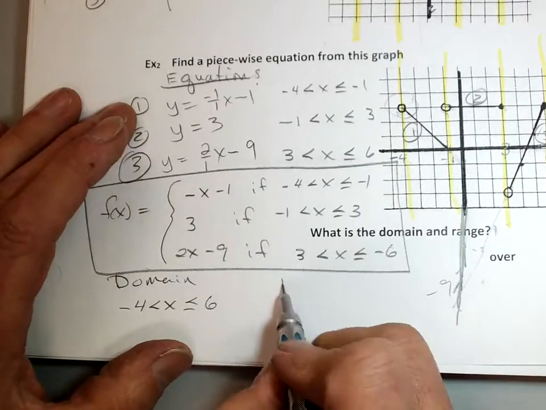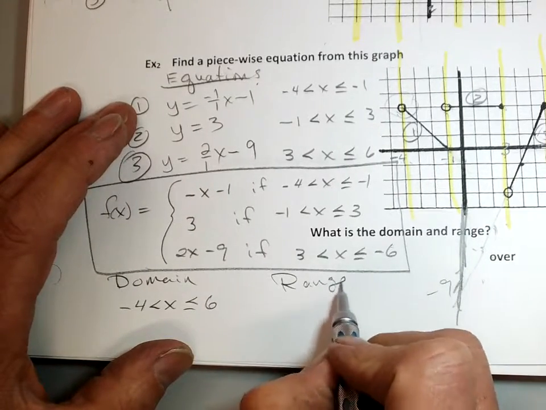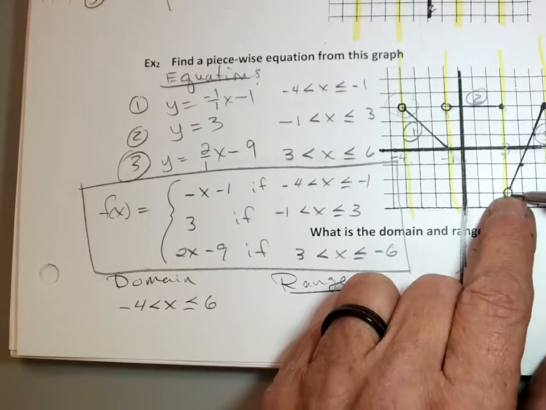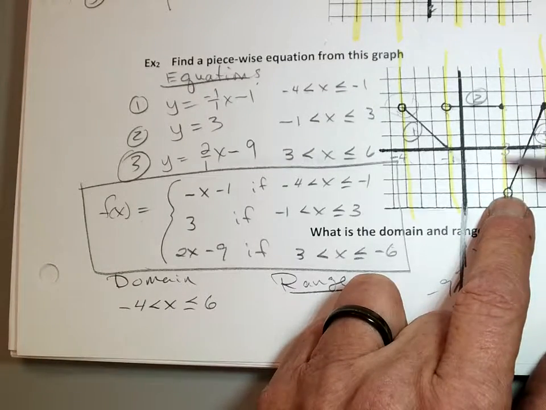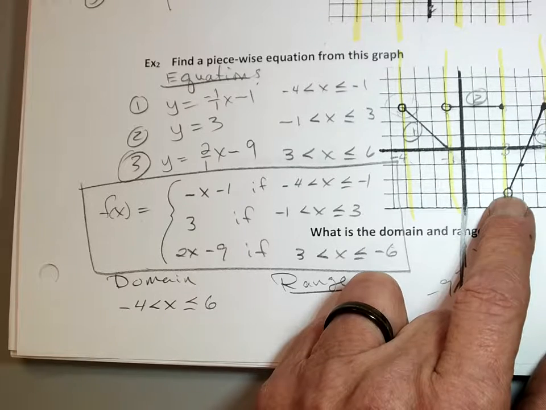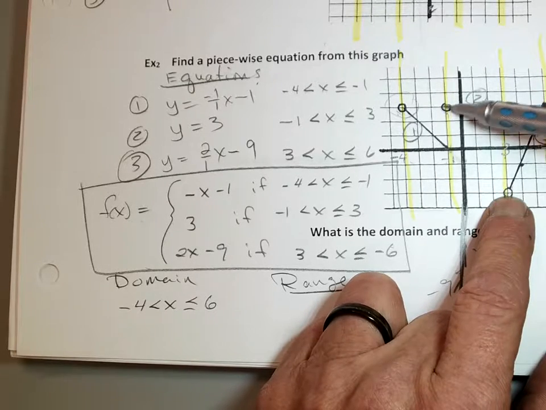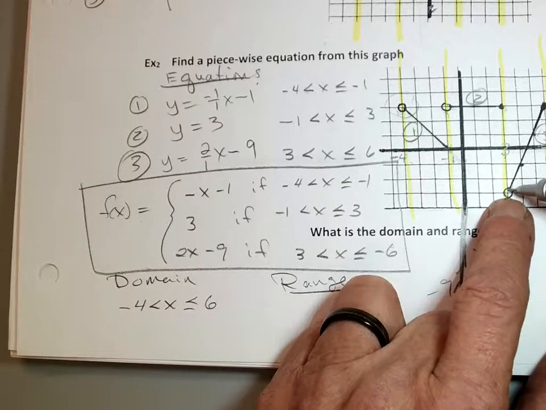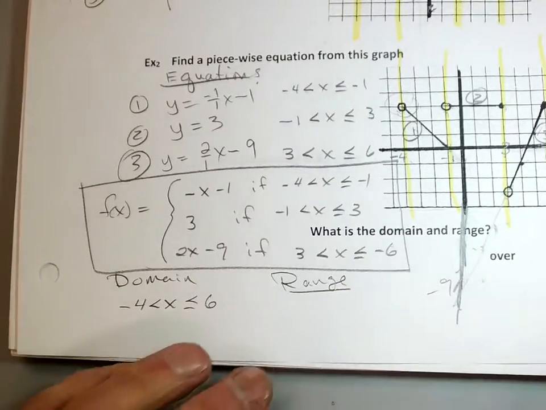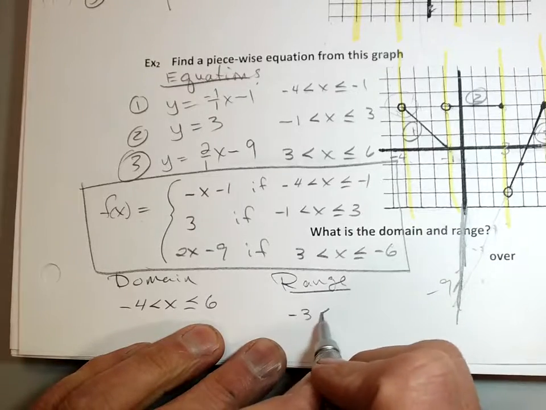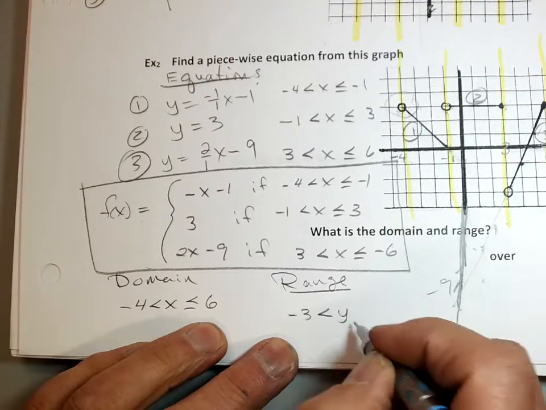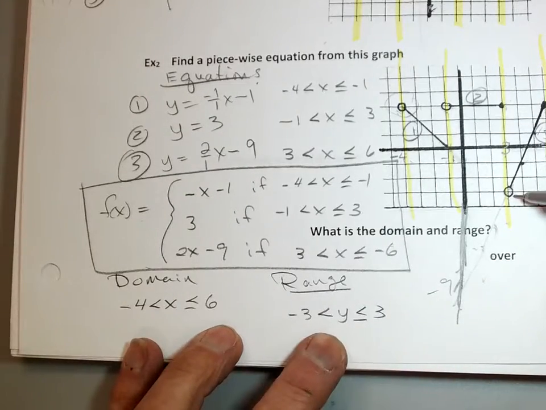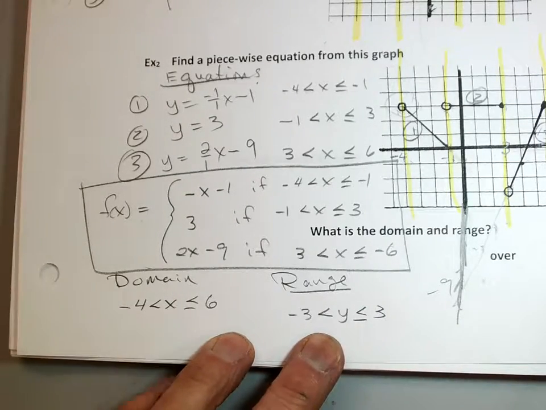The range. Okay, how high is it? Well, it starts at a height of negative 3, but doesn't really equal it. It goes all the way up to a height of 3, and it actually equals 3. Even though you got an open circle here, an open circle here, it actually equals 3, okay? So it's going to go from negative 3, which it doesn't equal, up to 3, which it equals. So it goes from a height of negative 3 up to 3, okay?